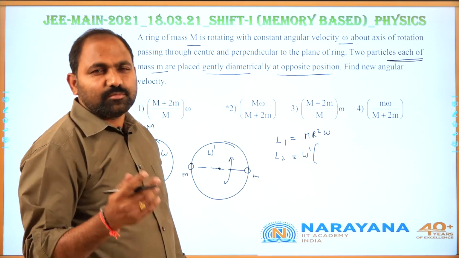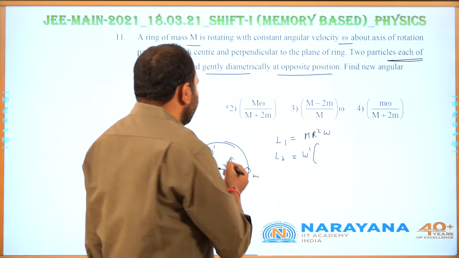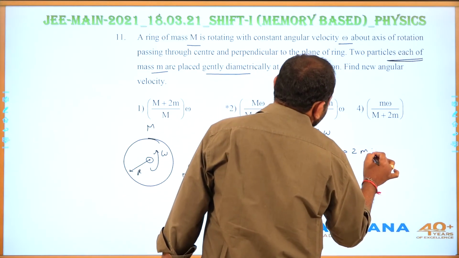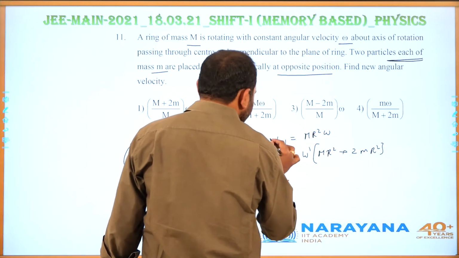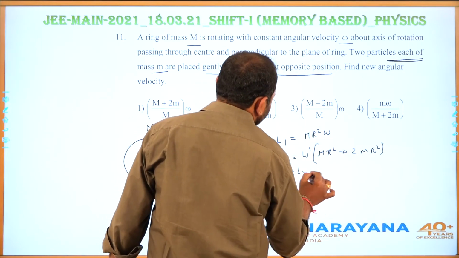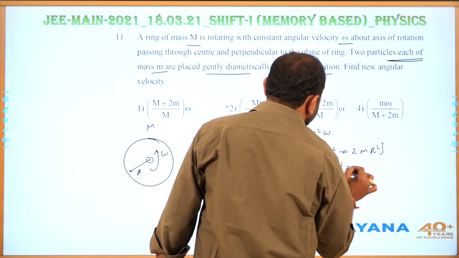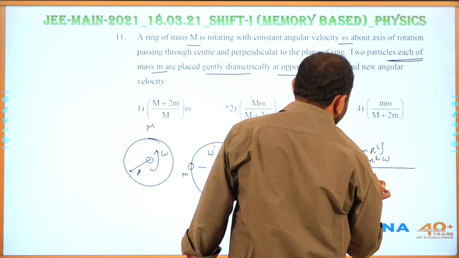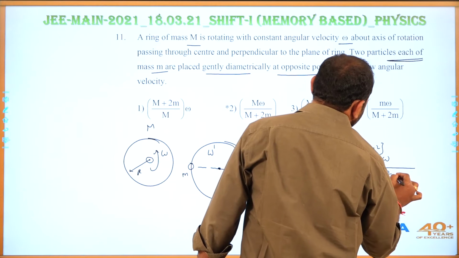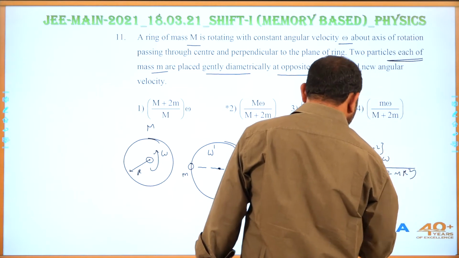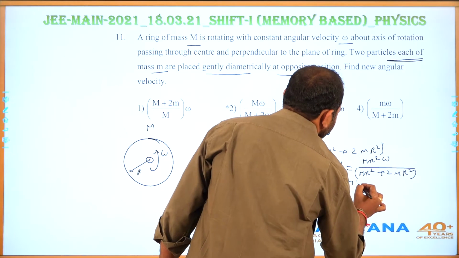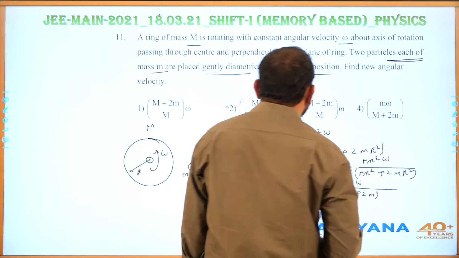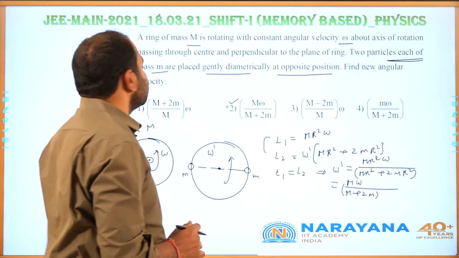The new moment of inertia is the moment of inertia of the ring plus the two particles. The moment of inertia of the ring is simply M r square, and that of the two particles is 2 times m into r square. So equating L1 and L2 and rewriting for omega prime, it will be M r square omega divided by M r square plus 2 times m r square. After simplification, it will be M omega by capital M plus 2 times small m. It is given as the second option. Let us go to the 12th question.